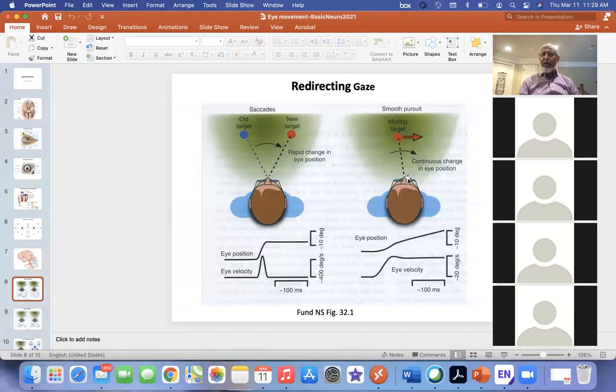Do you know what CFF is, critical fusion frequency? Anyone, any idea? No. Okay, these are practical things, actually important.